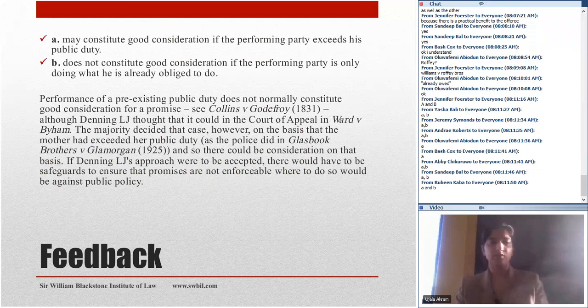Excellent. Very good. So performance of a pre-existing public duty does not normally constitute good consideration for a promise. Collins versus Godefroy. Although Denning thought that it could in the Court of Appeal in Ward versus Byham. The majority decided that case, however, on the basis that the mother had exceeded her public duty, as the police did in Glasbrook Brothers versus Glamorgan, and so there could be consideration on that basis. So if Lord Denning's approach were to be accepted, there would have to be safeguards to ensure that promises are not enforceable where to do so would be against public policy.